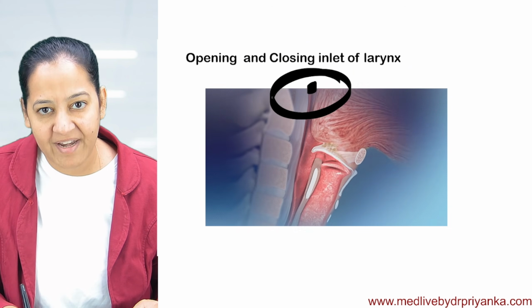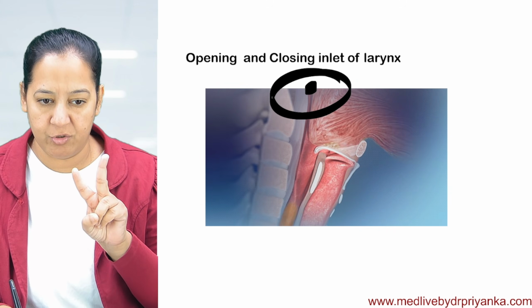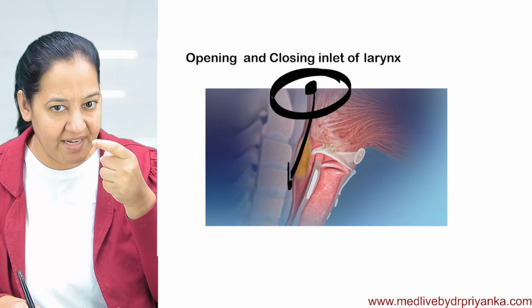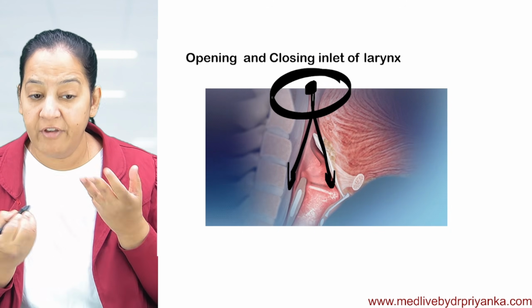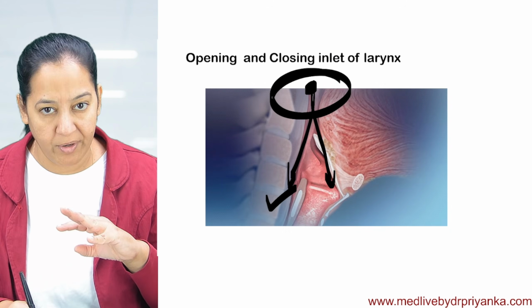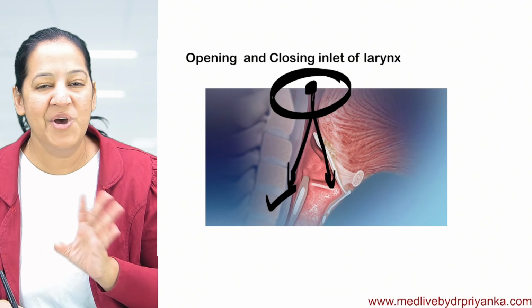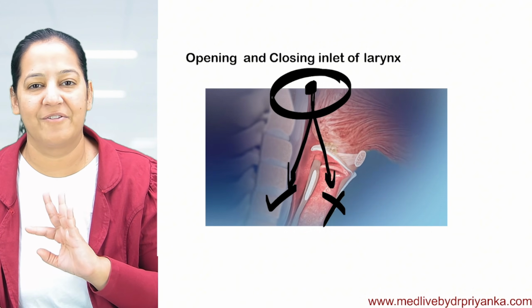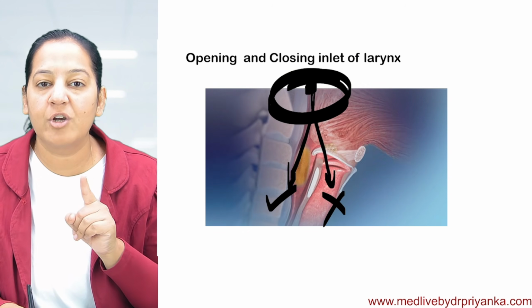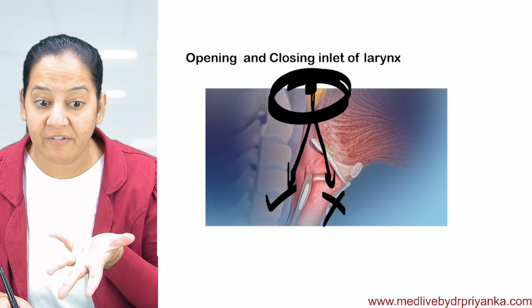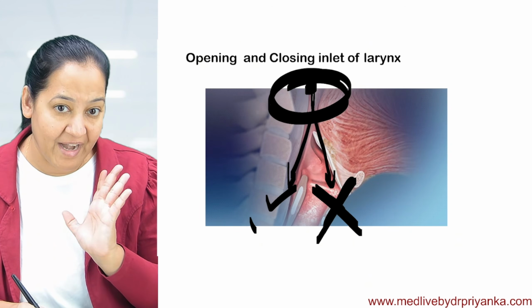Now from the oropharynx, the food particle has two pathways to go. It can go into the esophagus and digestive tract, or else it can go into the larynx, trachea and respiratory tract. Where do we want the food to go? We want the food to go into the digestive tract, into the esophagus. We do not want the food to go into the trachea and respiratory tract. This is known as aspiration. We do not want aspiration. But here there are two pathways. So who is stopping the food from entering this pathway?